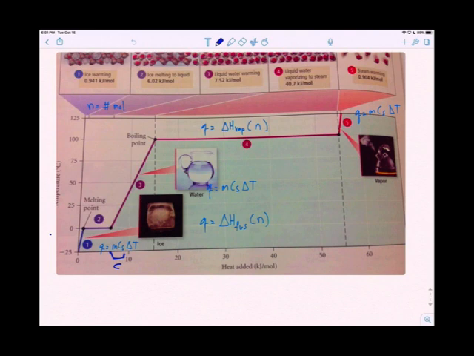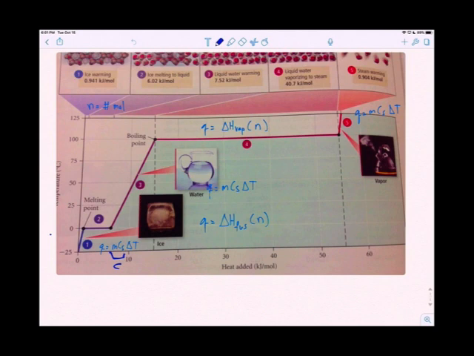Okay, so then at point number 2, the melting point, the energy is just the number of moles times the heat of fusion. We talked about heat of vaporization before. Heat of fusion is the same thing. Point number 3, the heating of the liquid water in this curve, is the same thing as 1.